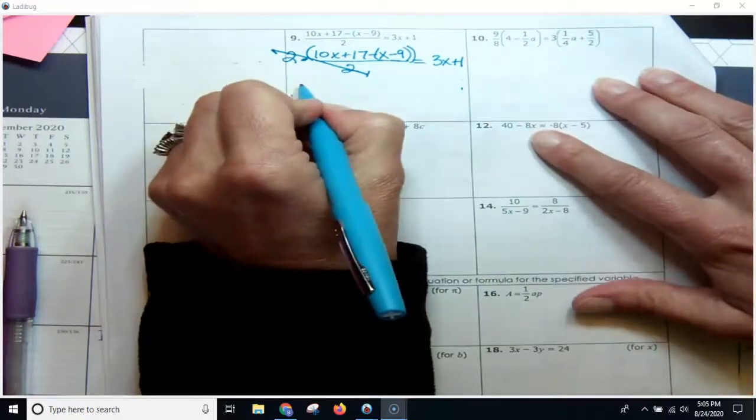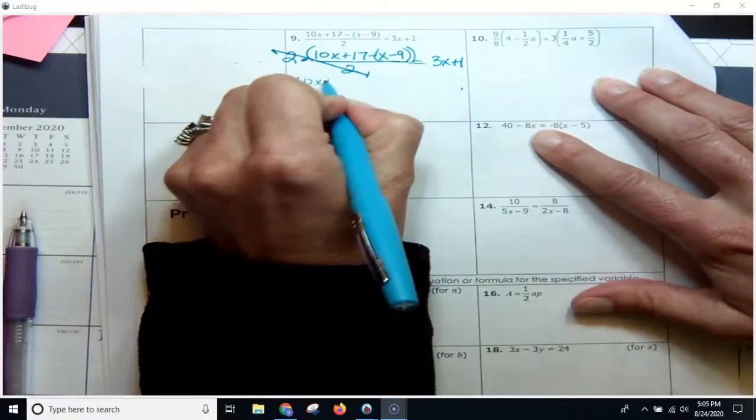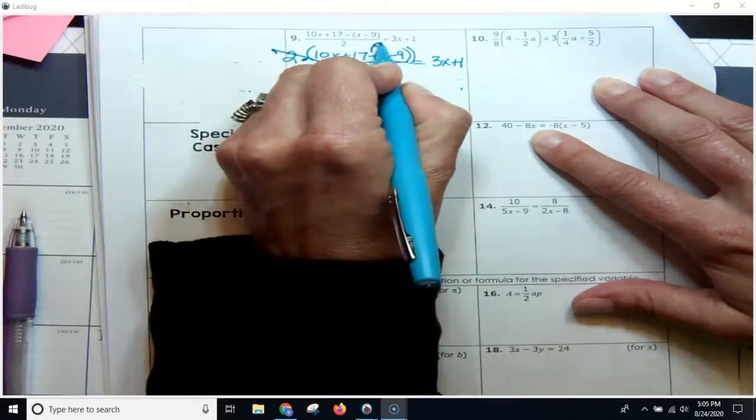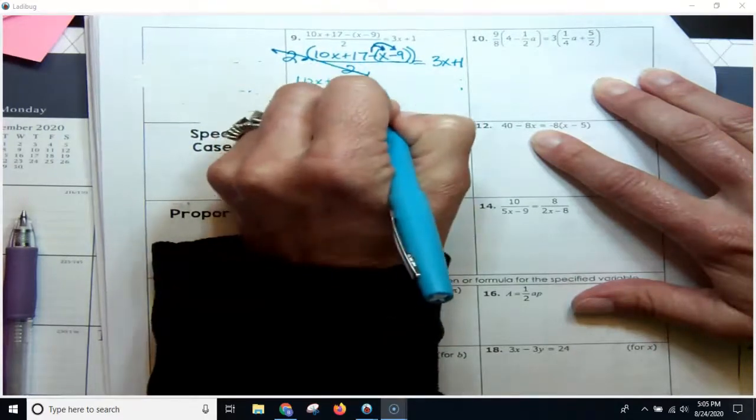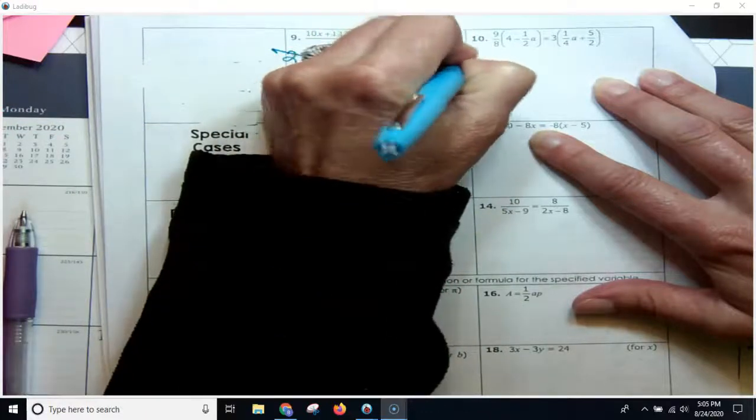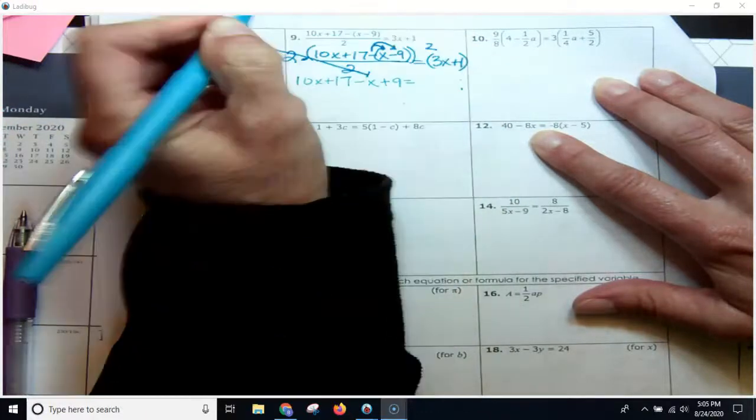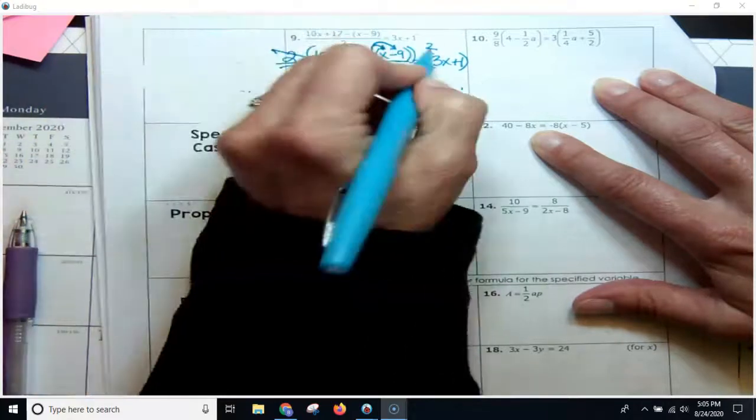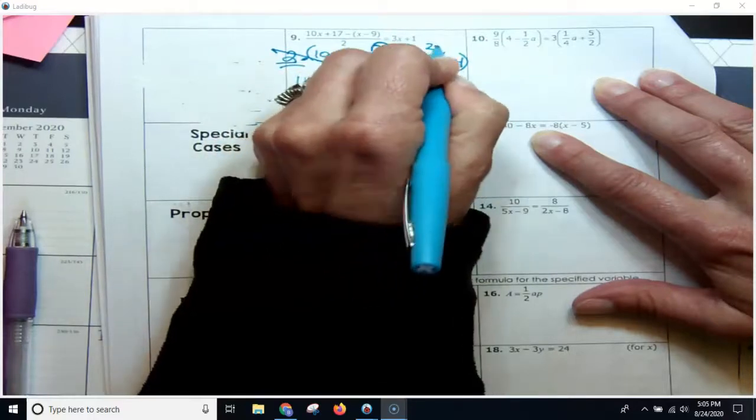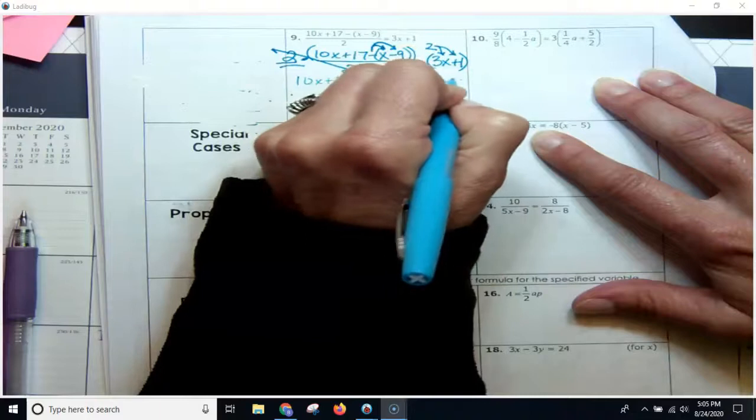So when I rewrite this, I'm going to have 10x plus 17, and I'm going to go ahead and distribute this negative: minus x, and then a negative times a negative is a positive, equals... oh wait, I need to multiply this by 2. Do not forget to multiply both sides. If I multiply this by 2, I've got to multiply this by 2. So when I distribute this, that's going to be 6x plus 2. Please make sure not to forget.